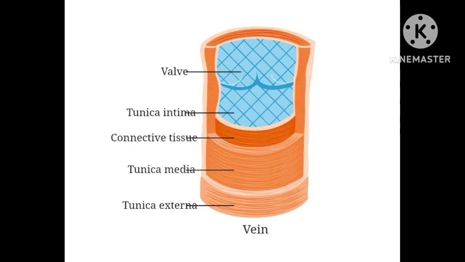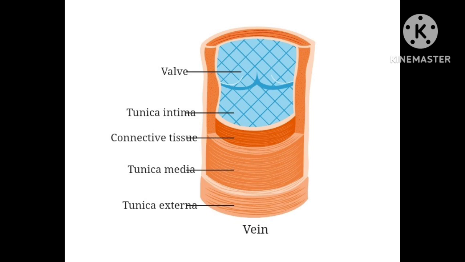Now let's talk about the veins. Veins are present not deeper in the muscles. They can be seen as blue vessels under the skin. All veins carry deoxygenated blood except for the pulmonary vein, which brings oxygenated blood from the lungs to the heart. The largest veins in the body are the superior vena cava, which brings deoxygenated blood from the head and upper region of the body, and the inferior vena cava, which brings deoxygenated blood from lower parts of the body.